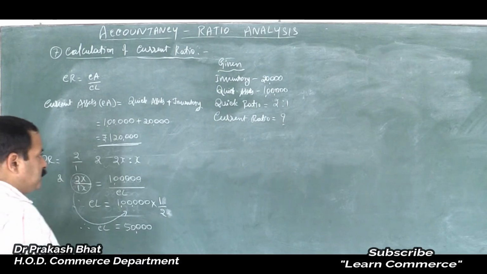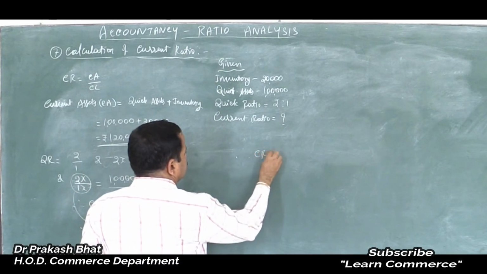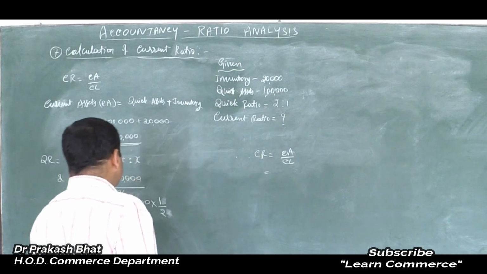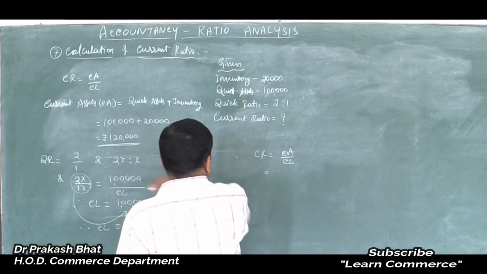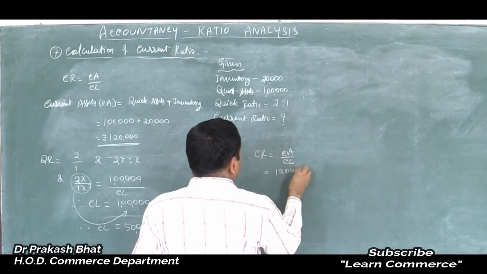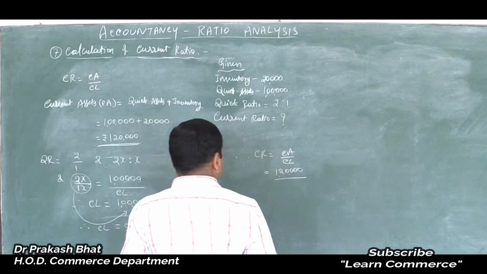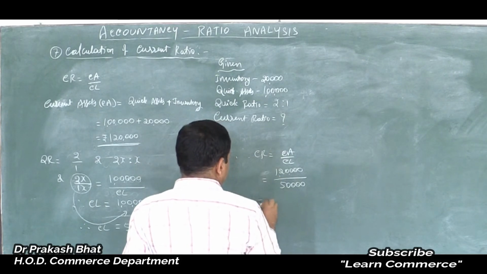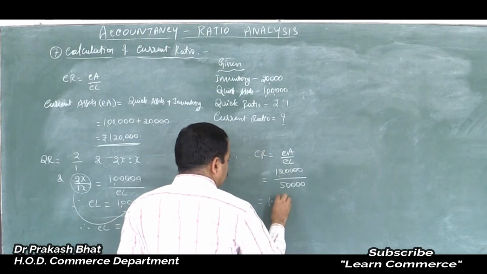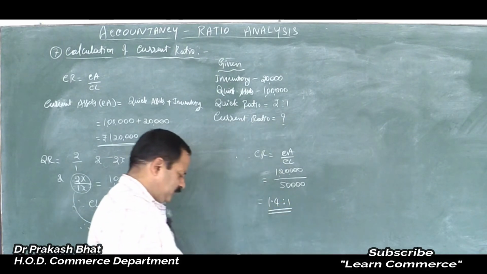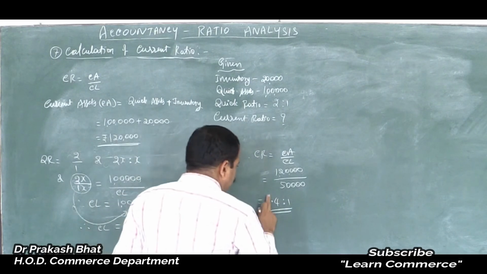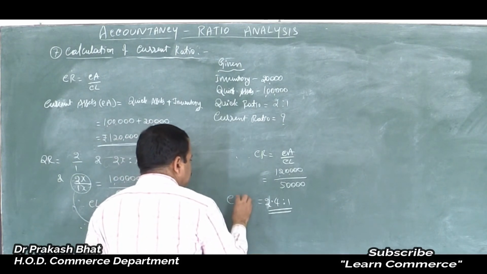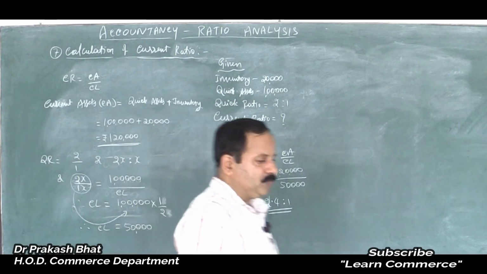Therefore, current ratio is equal to current assets divided by current liabilities. You know the formula very well. Substitute the figures. Current assets is 1,20,000 divided by current liabilities, which we have just found to be 50,000, is equal to 2.4 is to 1. I said 1.4, I am sorry, it is 2.4 is to 1. That is the answer. Current ratio is 2.4 is to 1.